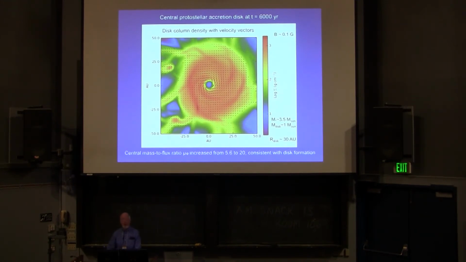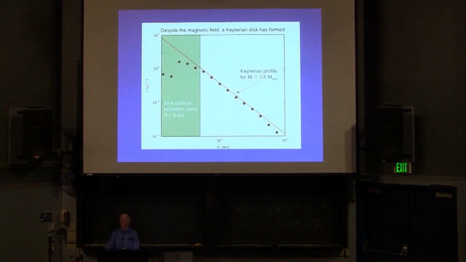The stellar mass is about 3.5 solar masses. The disk is about a solar mass, and the radius of the disk is about 30 AU at the time we stopped our calculation. Let me emphasize that we stopped the calculation fairly early, only after 6,000 years. And the central mass to flux ratio is increased from 5.6 to 20. But we got a beautiful Keplerian profile.